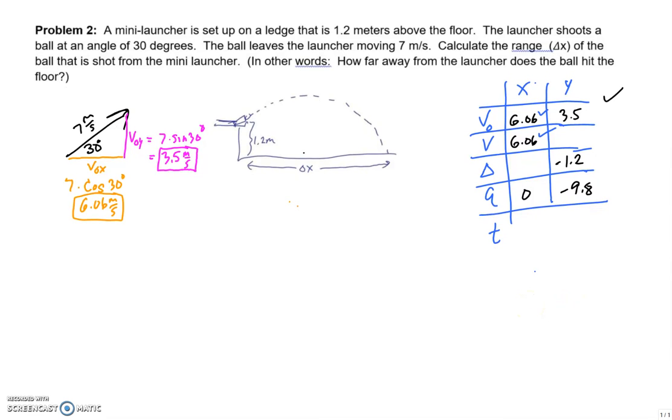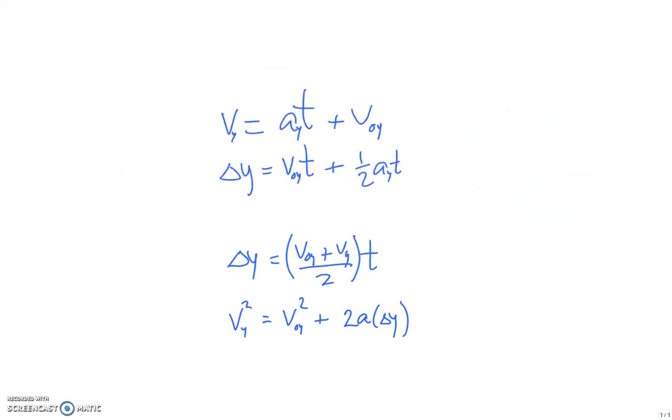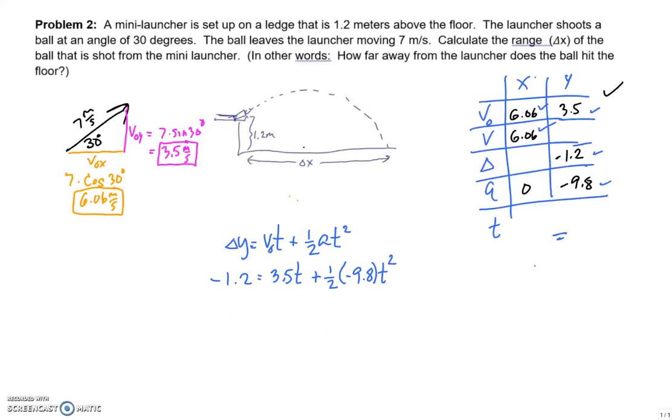So looking at the y motion, we have three things that we know. So we'll look for an equation that has those three things plus time, which we want to know. That would be this equation right here. And if we plug in what we know, we end up with this, which really is a quadratic.